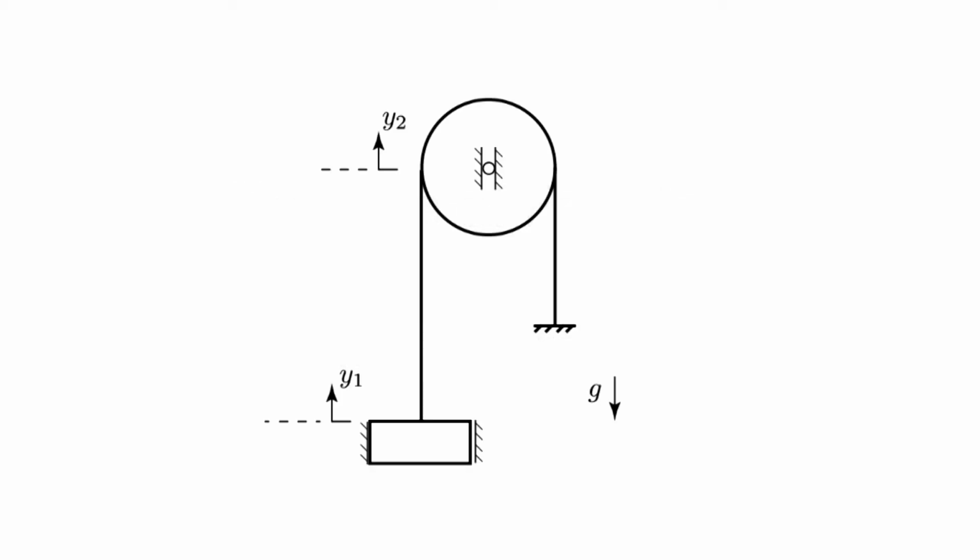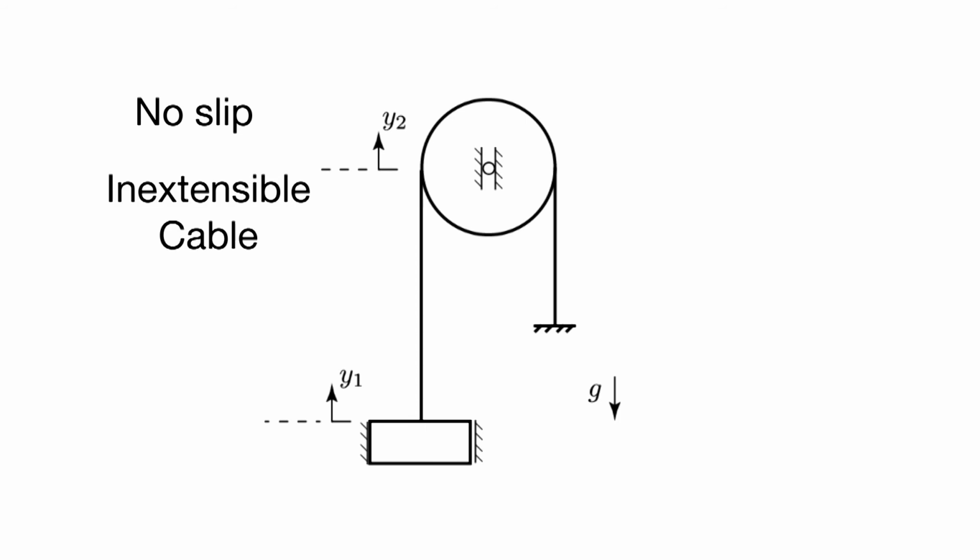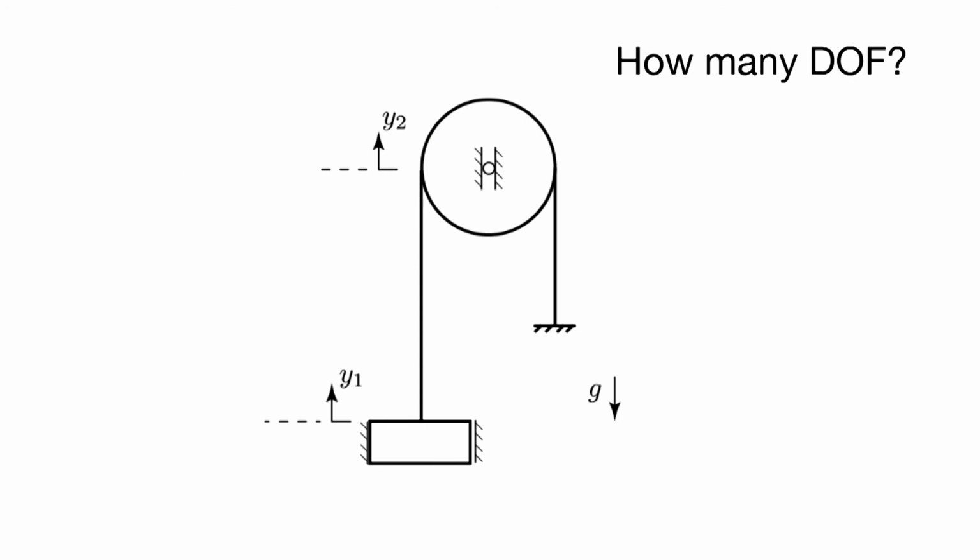Here's a system with two rigid bodies in planar motion, a mass and a pulley. The mass is constrained by two walls. The pulley is also constrained by two walls. The mass is connected to the pulley by a cable that wraps around the pulley and is fastened to the ground. There's no slip between the pulley and the cable, and the cable is inextensible. How many degrees of freedom does this system have?